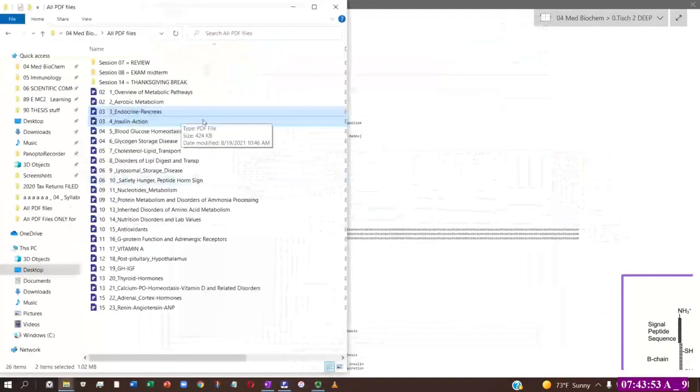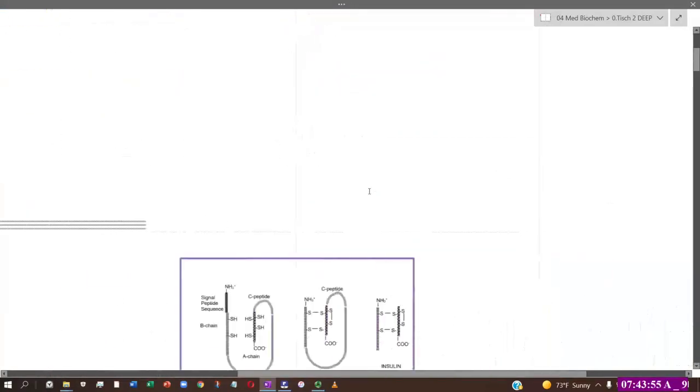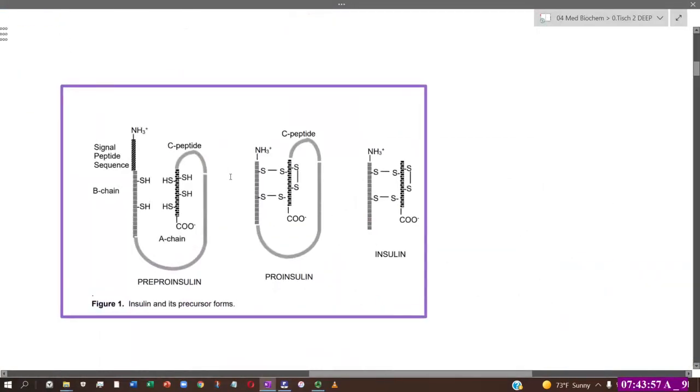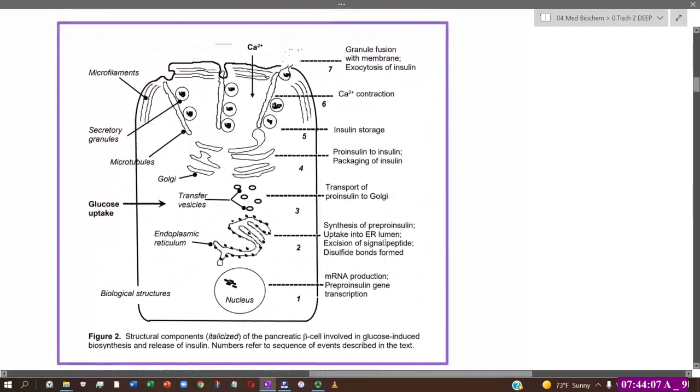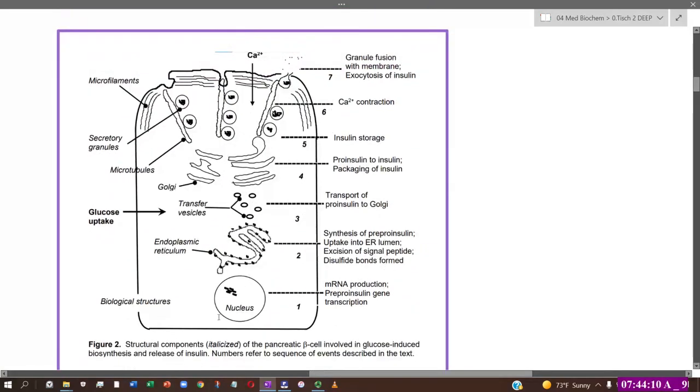Okay, so moving forward with the figures, this is for the endocrine pancreas. So figure 1 is just this image of insulin in its precursor forms. Pretty straightforward. You can see things that get clipped off. So figure 2 out of 5, structural components of pancreatic B cells.